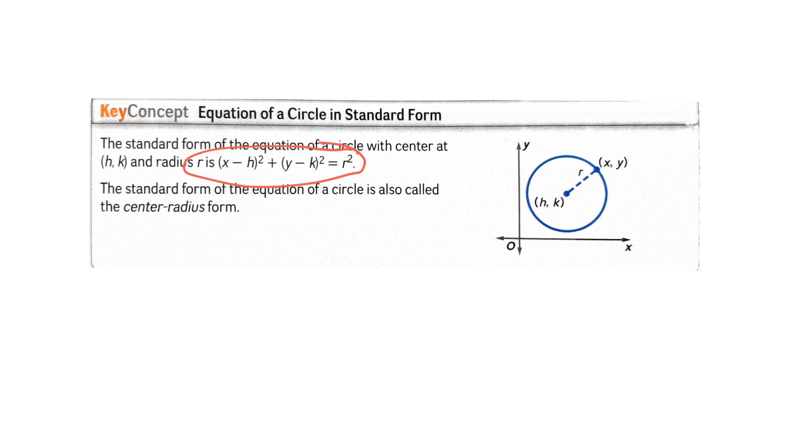Now, in the particular case where the center is the origin of the coordinate plane, as we mentioned before, this equation becomes x squared plus y squared equals r squared, because both h and k are zeros, so then we just leave x squared and y squared on the left side of the equation.